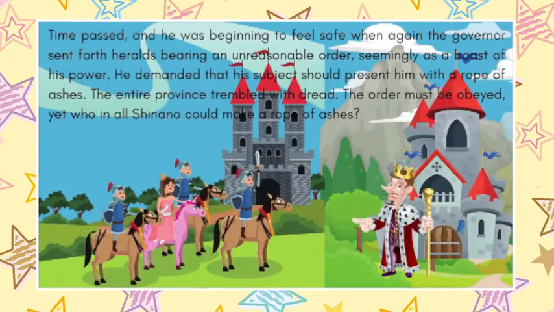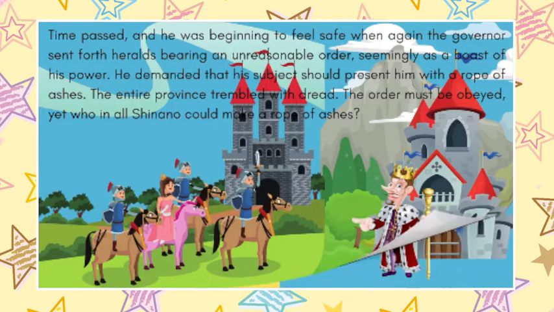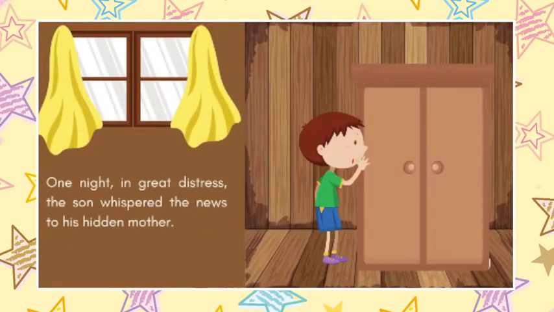Time passed, and he was beginning to feel safe, when again the governor sent forth heralds bearing an unreasonable order, seemingly as a boast of his power. He demanded that his subjects should present him with a rope of ashes. The entire province trembled with dread. The order must be obeyed, yet who in all Shinano could make a rope of ashes? One night, in great distress, the son whispered the news to his hidden mother.